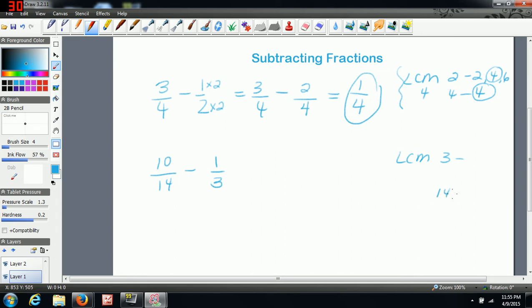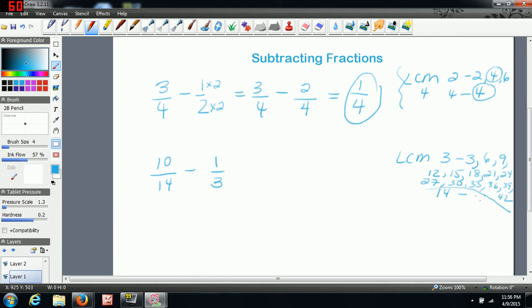Okay, so if I list the multiples of 3, I start with 3 times 1, 3 times 2, 3 times 3, which is 9, 3 times 4, which is 12, 3 times 5, which is 15, 3 times 6, which is 18, 3 times 7, which is 21, 3 times 8, which is 24, 3 times 9 is 27, 3 times 10 is 30, 3 times 11 is 33, 3 times 12 is 36, 3 times 13 is 39, 3 times 14 is 42. So that's a long list there of multiples, okay?